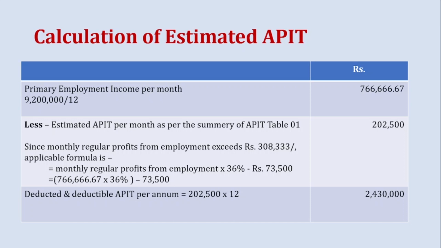This is the table for the calculation of estimated APIT. Since she has a primary employment, we can apply the formula provided under table 1 of the APIT table. Under table 1 there is a summary table, so she can apply the formula in the summary table. After applying the summary table, the estimated APIT for the year of assessment will be 2,430,000. You can find these APIT tables on our website for the calculation of estimated APIT.